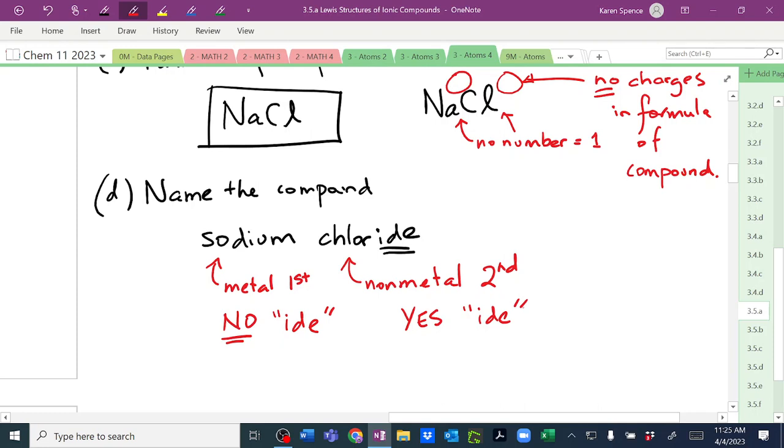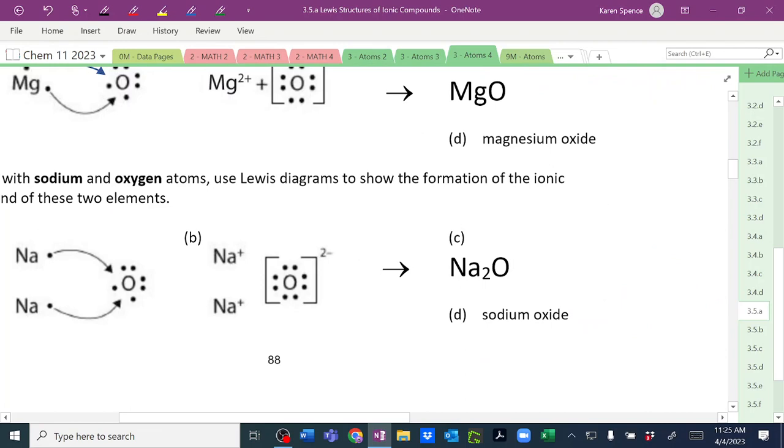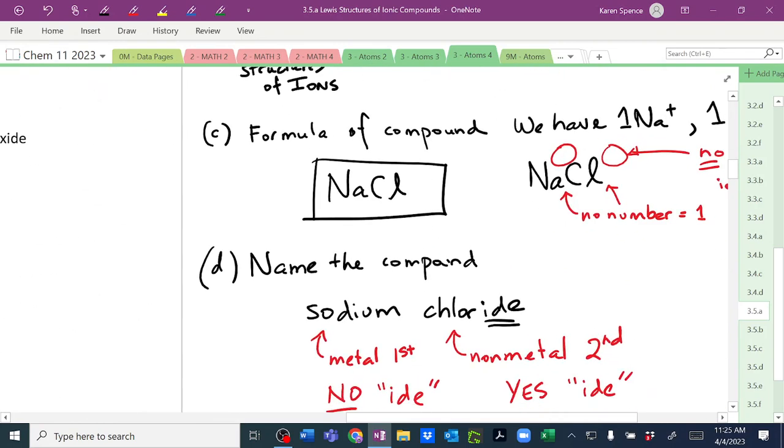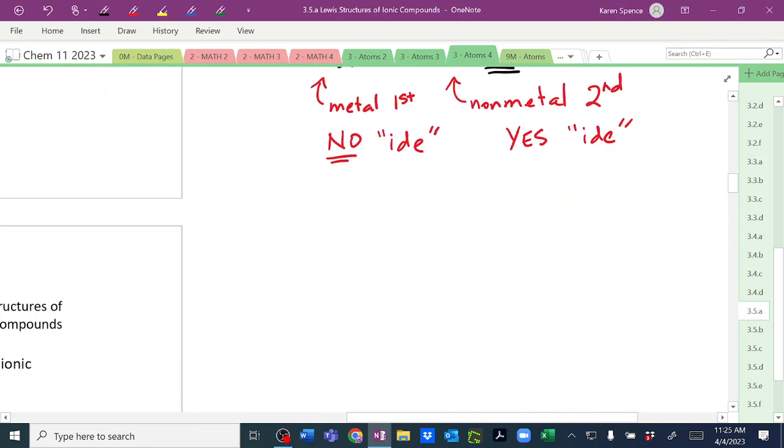Okay, so that's a super easy example. We're going to do a couple more without all of the extra writing. We'll just do the bare bones of it. So let's take a look at magnesium oxide. Magnesium and oxygen.